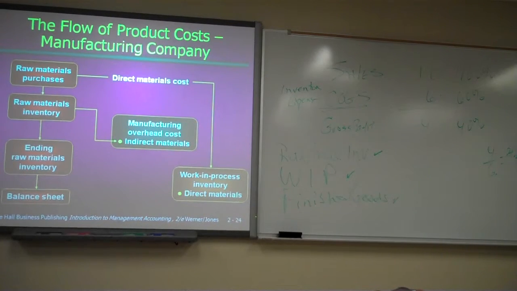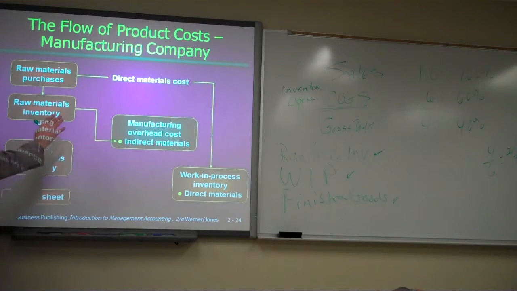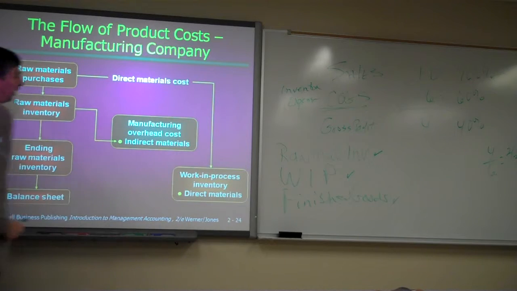Picture a big pile of whatever you want to picture. When you buy that, at the end of the period you're either going to have used that in work in process, or it's going to go to manufacturing overhead as indirect materials, and if we did not use it, then it lives on the balance sheet at the end of the period. Don't forget about your balance sheet. It's our friend.